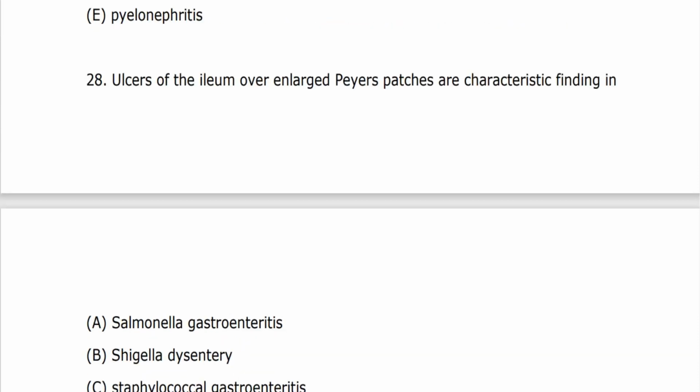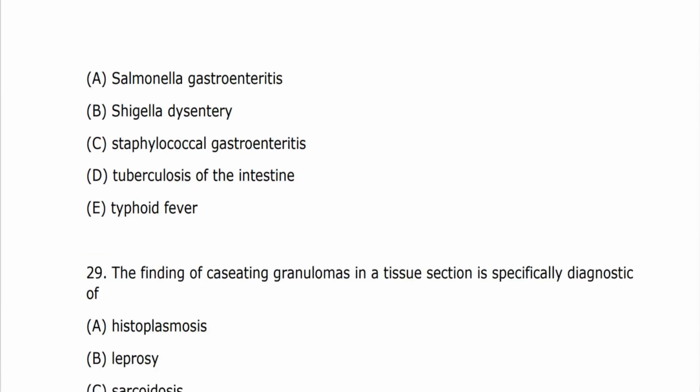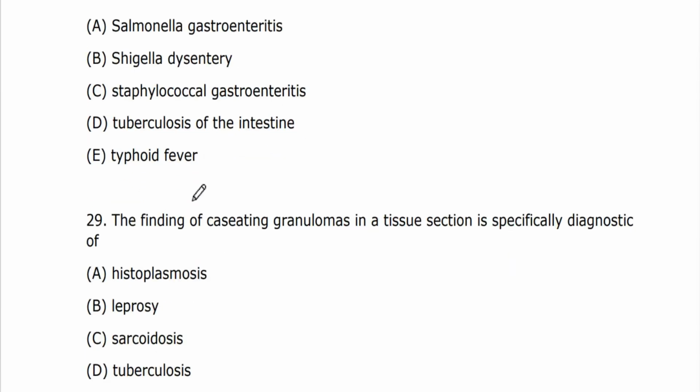Question number 28. Ulcers of the ileum over enlarged Peyer's patches are a classic finding. If there are ileal ulcers, and you're thinking about infective causes, you think about typhoid ulcers, typhoid perforations. If you're thinking about non-infective causes, you think about things like Crohn's disease. So we'll look for any of that here. Yeah, so we have typhoid fever, so we'll just pick that. Typhoid fever.